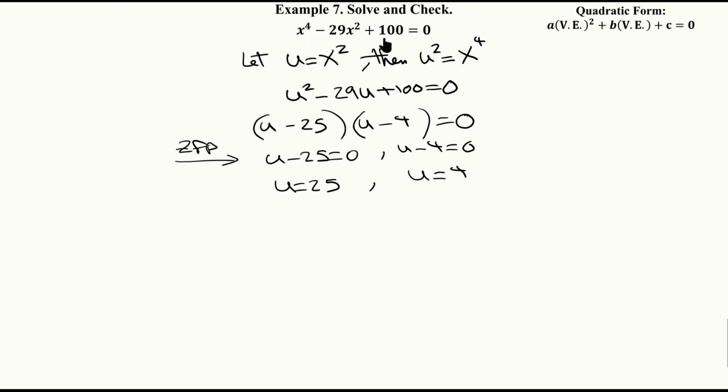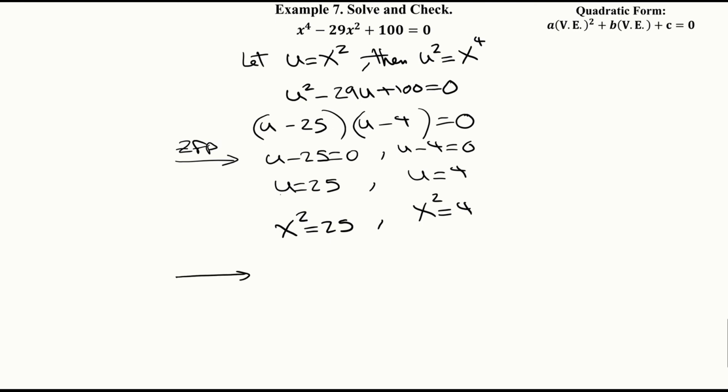We're solving for x. So once u has served its purpose and it has gotten us to the point where we have solved for it, then we go ahead and go back and substitute what u actually is. And we know that u is equal to x squared. So now we go back and we substitute x squared instead of u. So we get x squared equals 25 or x squared equals 4.